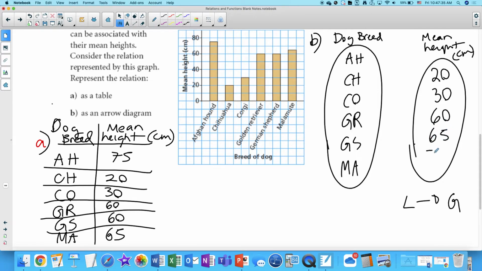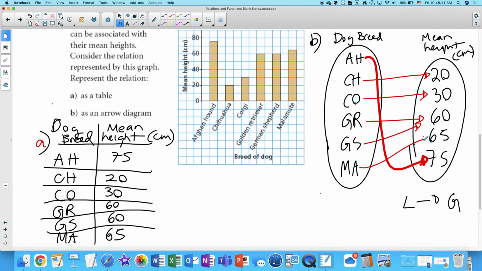Okay? And then I'm going to draw my arrows. So, what's the first one? Afghan Hound, that's 75. Oh, maybe let's make that. There we go. The Chihuahua is 20. The Corgi is 30. Remember, the arrows only point in one direction. The German Retriever, or Golden Retriever rather, and German Shepherd are both 60. And then the Malamute is 65. Okay? All right. Questions about that? We're all good? Okay.